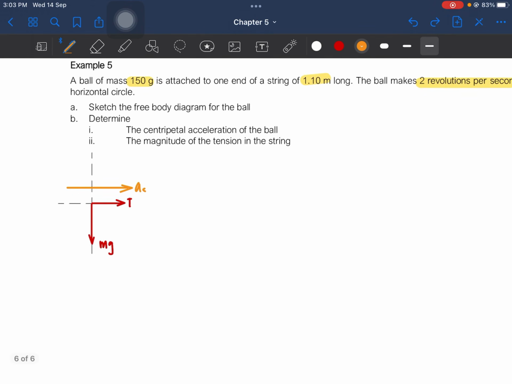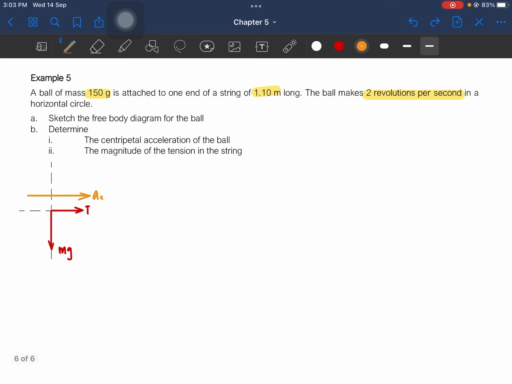Okay, now we have to calculate the centripetal acceleration of the ball. So given in the question is the mass 150 grams. So it is 0.15 kilogram. And then we have the length, which is 1.1 meter. And then lastly, 2 revolutions per second. So what is that? That is frequency. It is 2 hertz. Okay, ingat ka, frequency is the number of revolutions untuk dalam satu saat. Okay, so that is frequency.